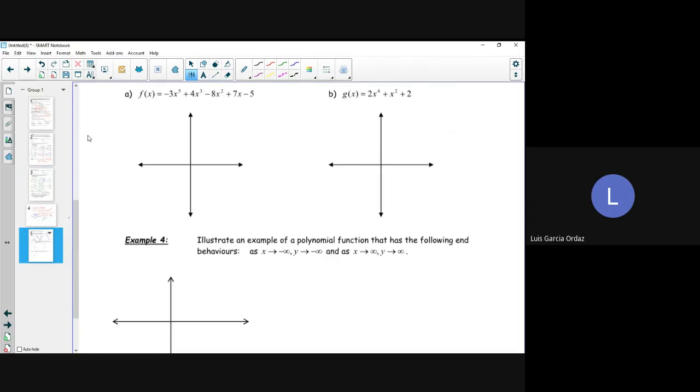Okay? So what is our degree for the first one? For A? 5. So what is our leading coefficient? Negative 3. So does that mean our graph is opening up or down? Down. So because it's an odd degree and it has a negative leading coefficient, what quadrant is it starting at and what quadrant is it finishing? Starting at 3, finishing at 4.